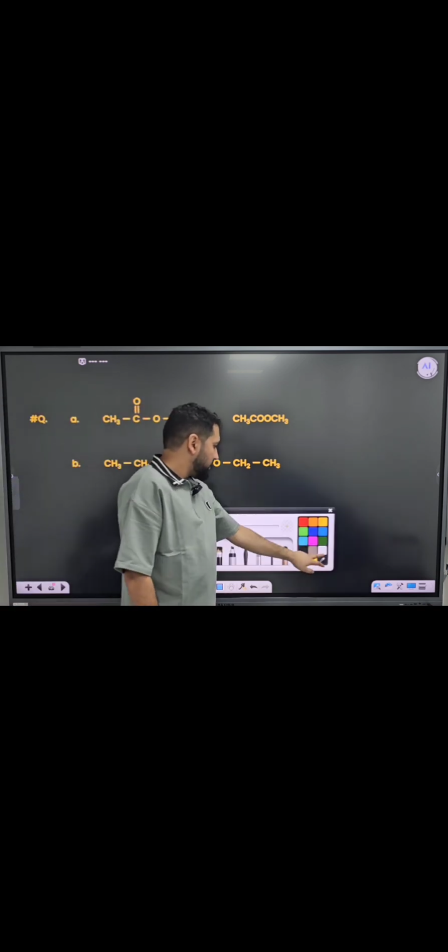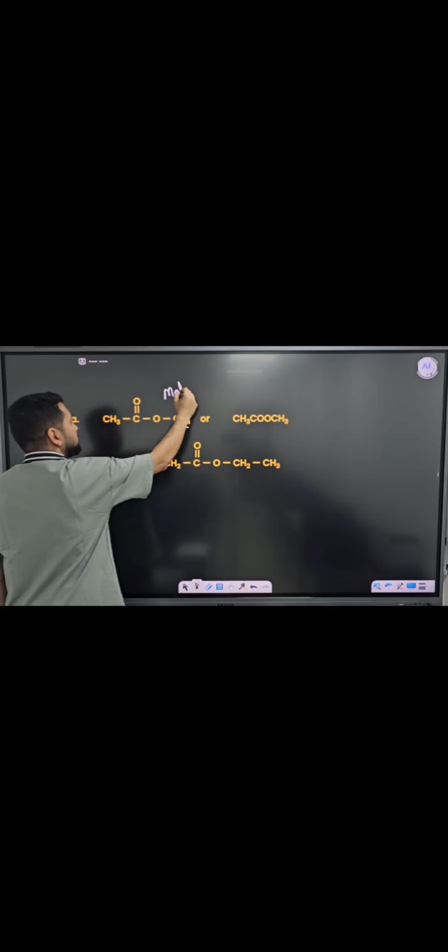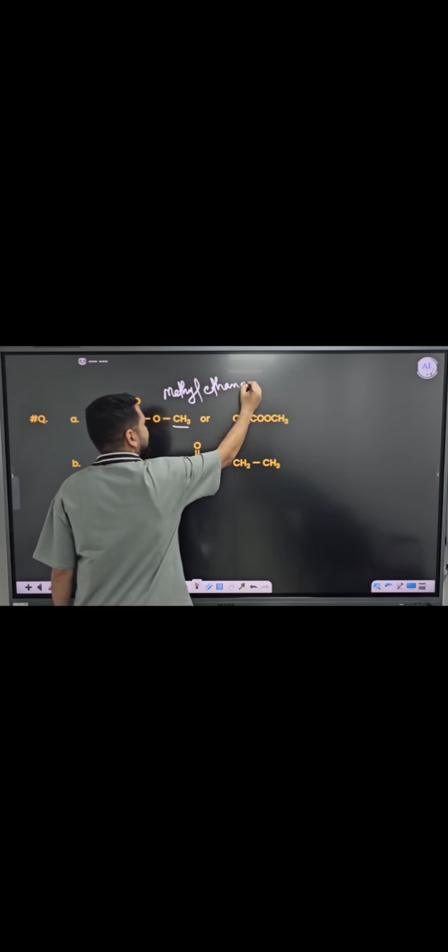Now can you name this compound quickly, guys? First of all, name this. What is this? This is methyl. What's the name of this compound? This is 2 carbon, ethane. So ETHAN, E, OAT. Replace E by OAT. Why? Because there is COO. Look here, guys. There is COO.